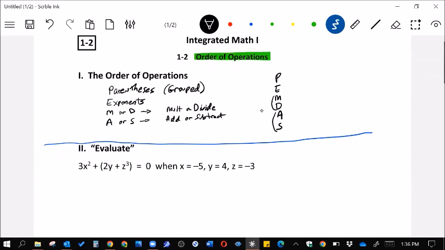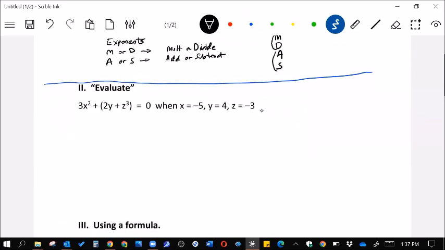Well, now let's take a look at using the order of operations in this kind of problem where we evaluate. When you see evaluate, that usually means plug in the values for the variables and then do the calculations that it shows. So let's actually look at those. In this case, we're going to have 3 times whatever x is, -5 squared, plus parentheses 2 times whatever y is, which looks like a 4, and then plus the z, which is a -3 to the 3rd power. And then we close this parentheses.